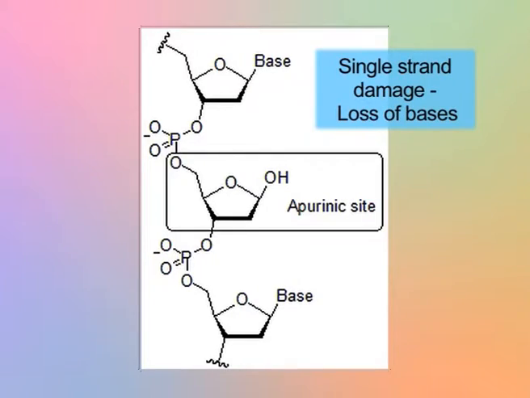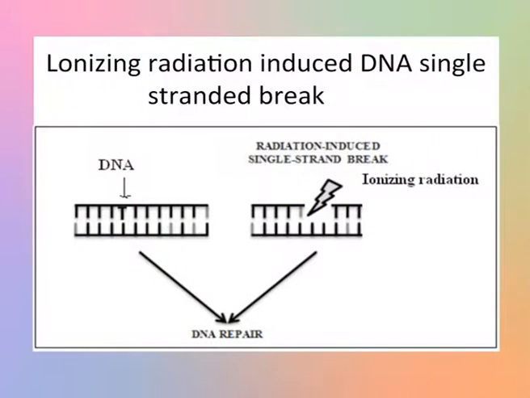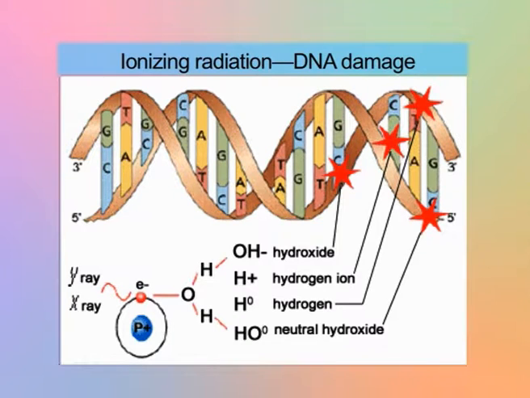Single-strand base loss: by the action of glycosylase, an apurinic or apyrimidinic site can be produced, as well as intrastrand cross-links that can be mediated via different types of radiation. And ionizing radiation can make single-stranded breaks as well. Let's talk about the double-stranded damages.